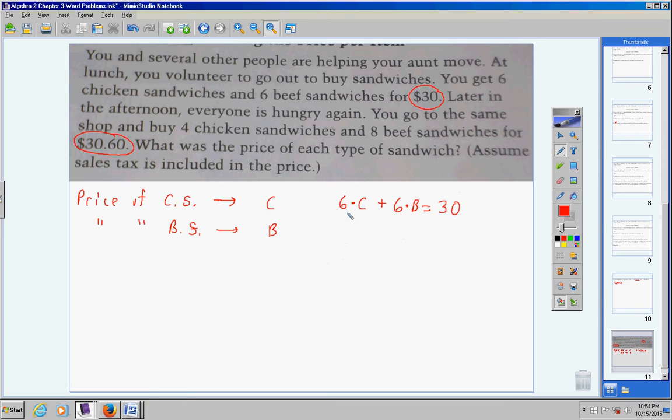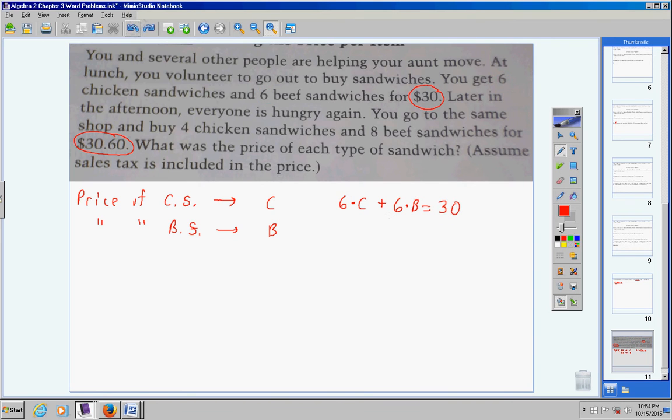$30. Think about it, guys. C is the cost of one chicken sandwich. Multiply that by 6 because I bought 6 of them, and that gives my total cost of chicken sandwiches. B stands for the cost of one beef sandwich. If I multiply that by 6, because there were 6 beef sandwiches, that gives me the total cost of my beef sandwiches. Add them together, and that's my total cost that I spent.